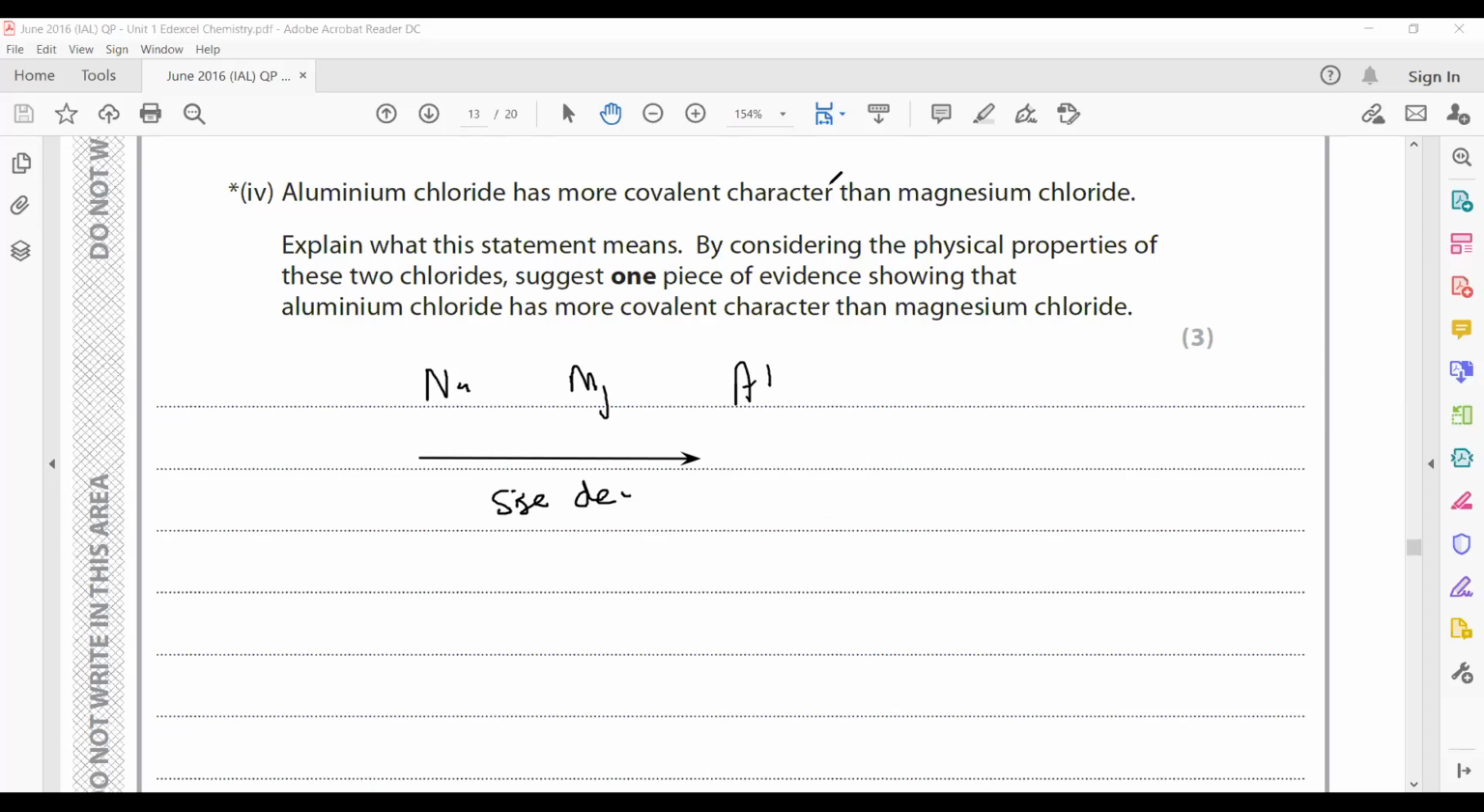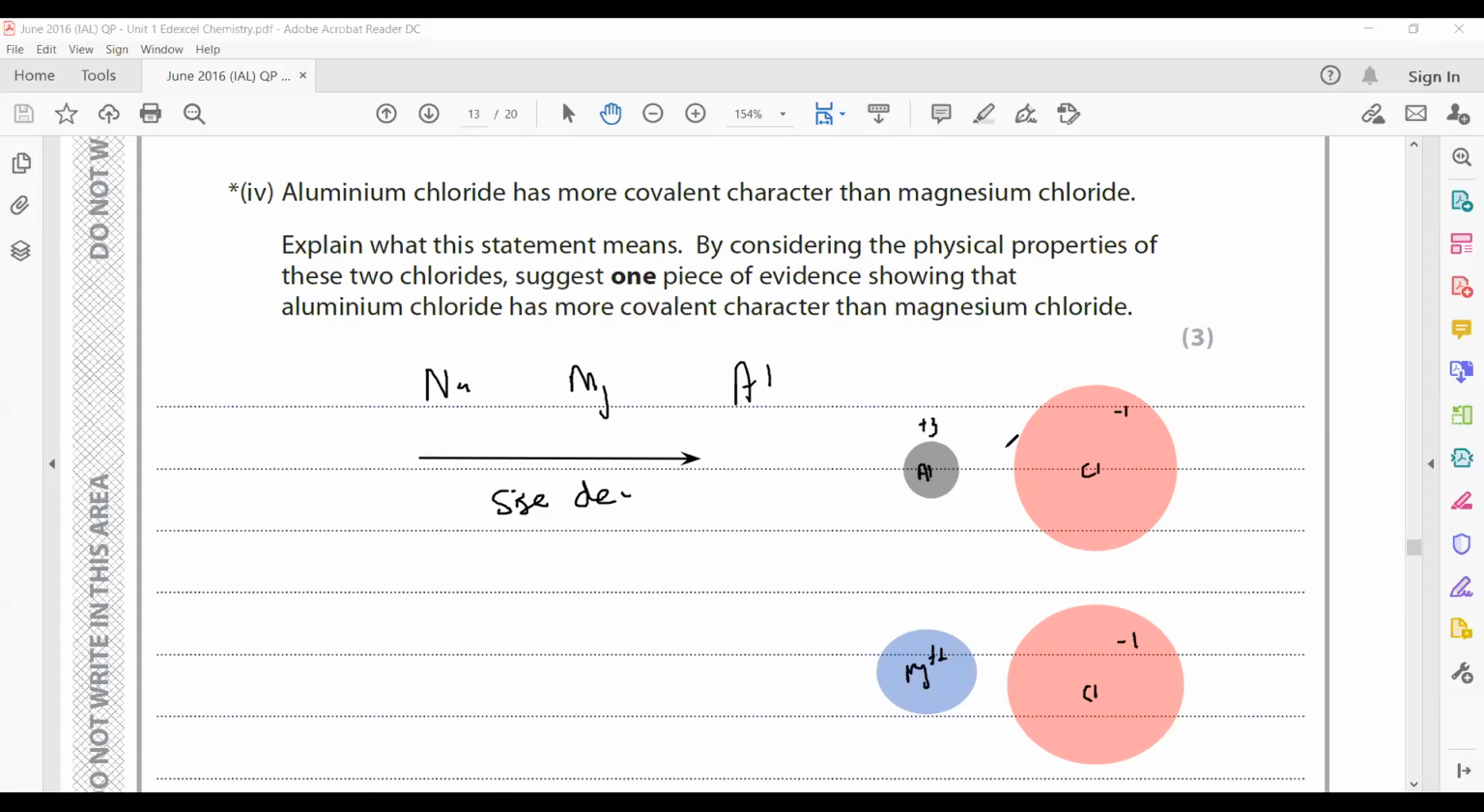So if I compare aluminum chloride, this is the aluminum ion and the chloride ion, and we have magnesium and the chloride ion. Now, when there is an electron transfer, chloride will get a negative charge, aluminum will get a positive charge, and in the same way magnesium will get a positive charge and chloride a negative charge. The aluminum ion, the positive ion, is smaller in size.